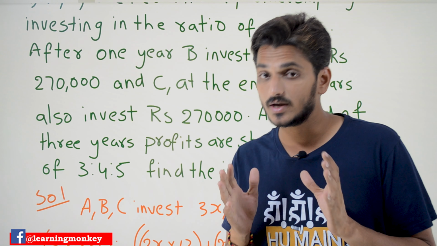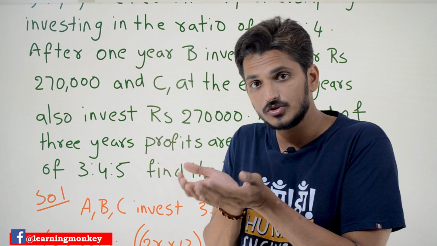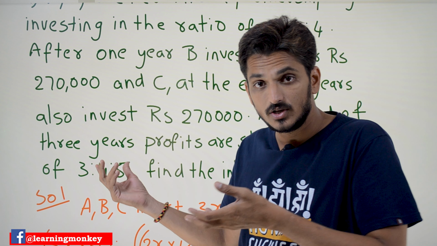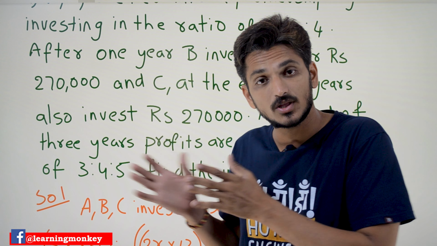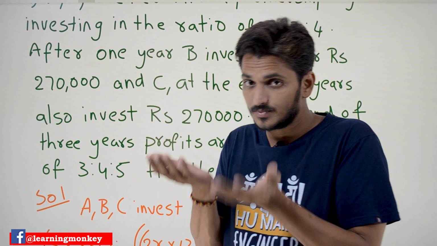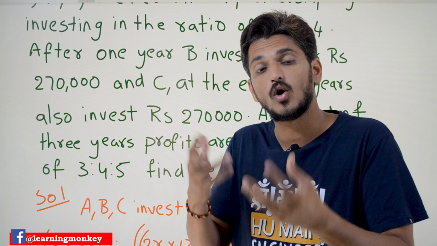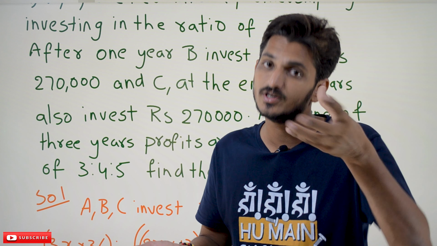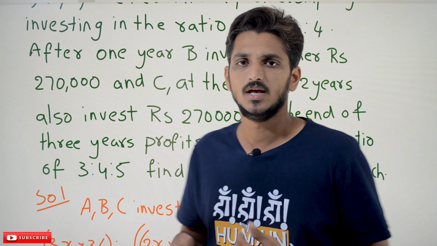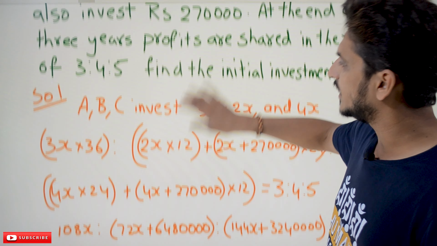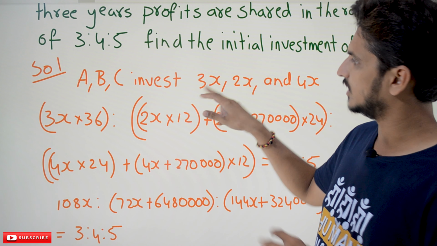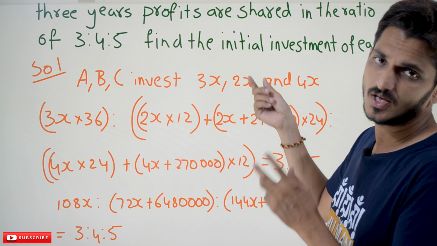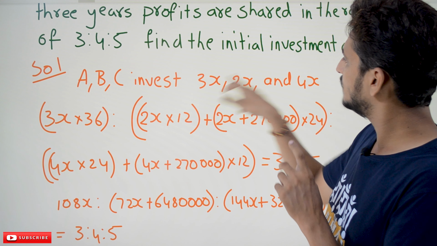The point you have to understand: profit ratios are equal to investment ratios. Profits are shared according to the investment ratios. That is the point which we discussed when we discussed the basic examples. So now we are going to use that point. A, B, C invest in the ratio 3:2:4. This is the initial investment of A, B, C.